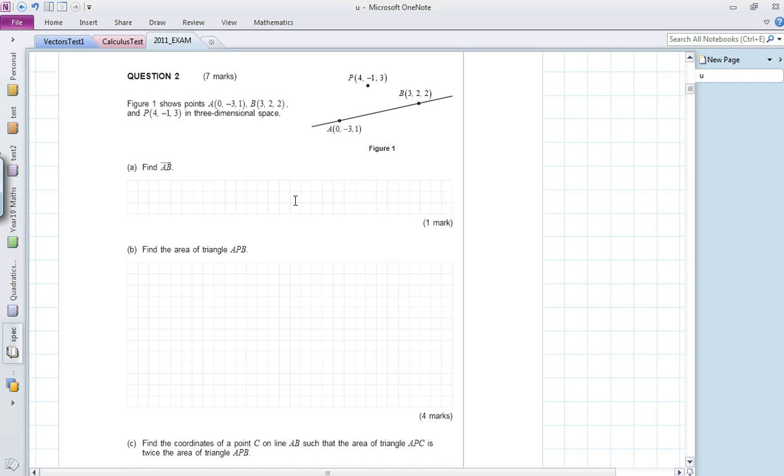Alrighty, in this tutorial video we'll look at the second question in last year's Specialist Mathematics exam. So we've got a fairly routine vectors question here. The first part is asking us to work out what AB is as a vector. Here we just take the second point and subtract the corresponding component of the first point. So we have 3 minus 0, 2 take minus 3, 2 take 1, and simplifying all that we just end up with the vector 0, 5, 1.